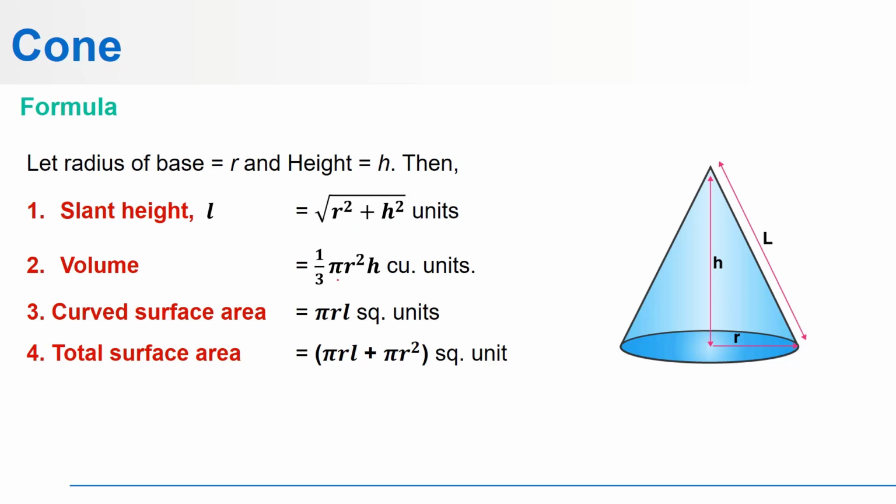The volume is given by 1 by 3 pi r square h. This formula is similar to the cylinder volume formula. Here you have to multiply by 1 by 3. Next is the curved surface area, that is the curved surface area around the cone. This is given by pi r L and the total surface area is pi r L plus pi r square. This pi r square is the area of the base. So this is the total surface area.